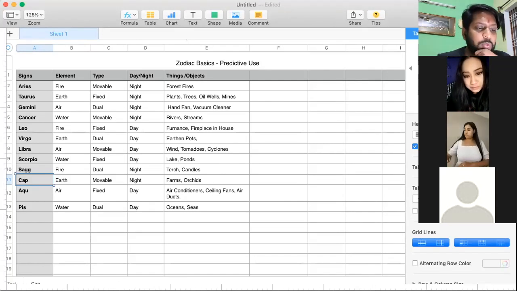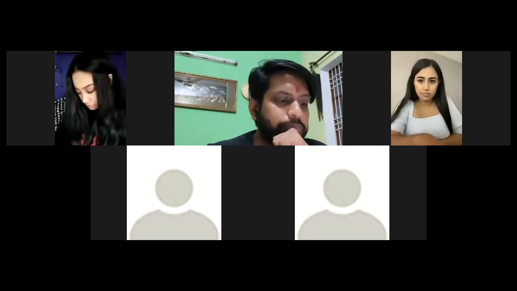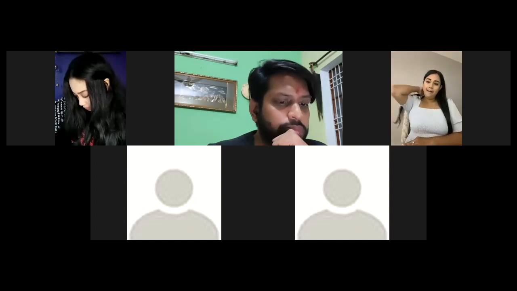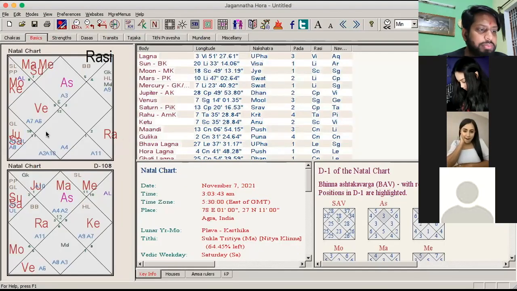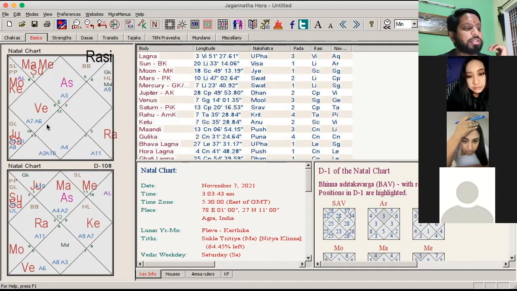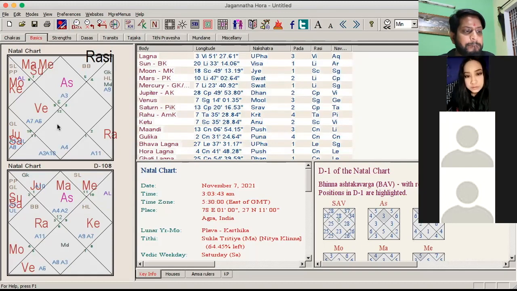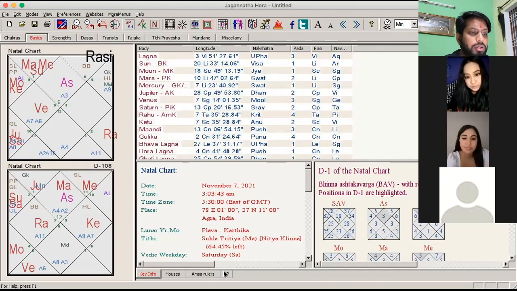So what you have to do is, when you make a horary chart, let me open my Jagannatha Hora and then we will use it. So this is a chart of right now. I just made a chart of the current time. First of all, tell me which kind of sign we have in the seventh house. Guys, can you see it properly? Yeah, it's dual. Okay, who is the lord of this dual sign Pisces? Who is the lord? Jupiter.